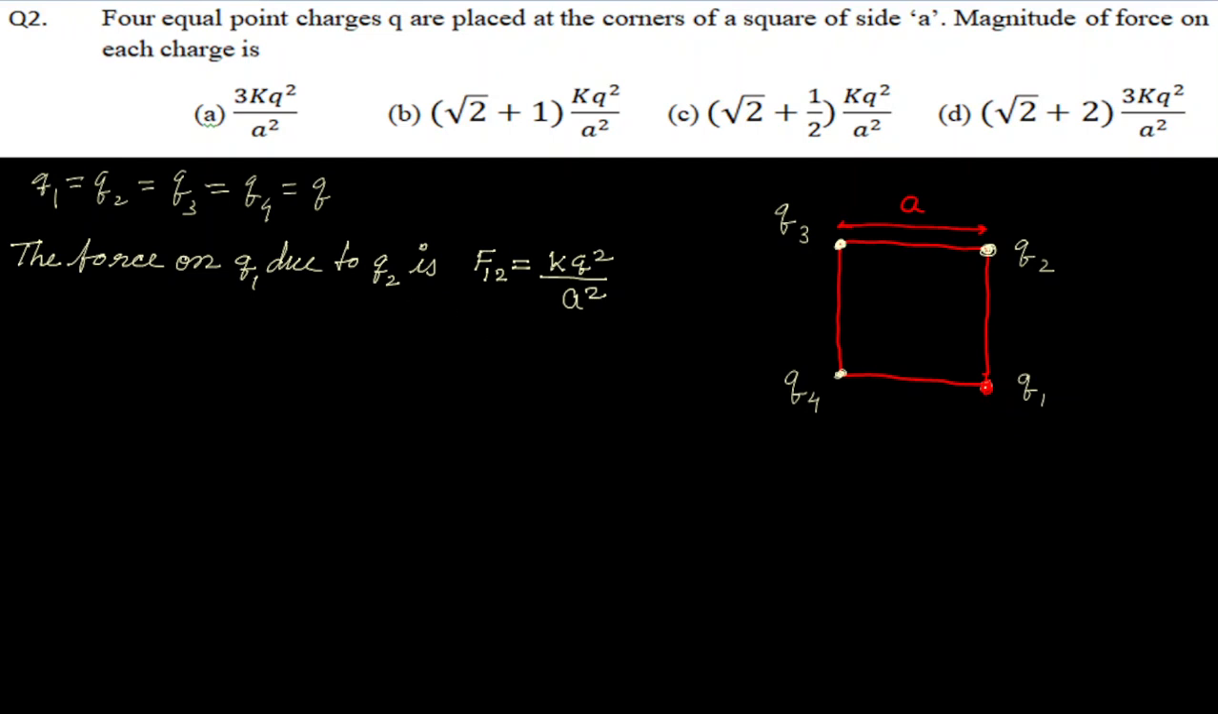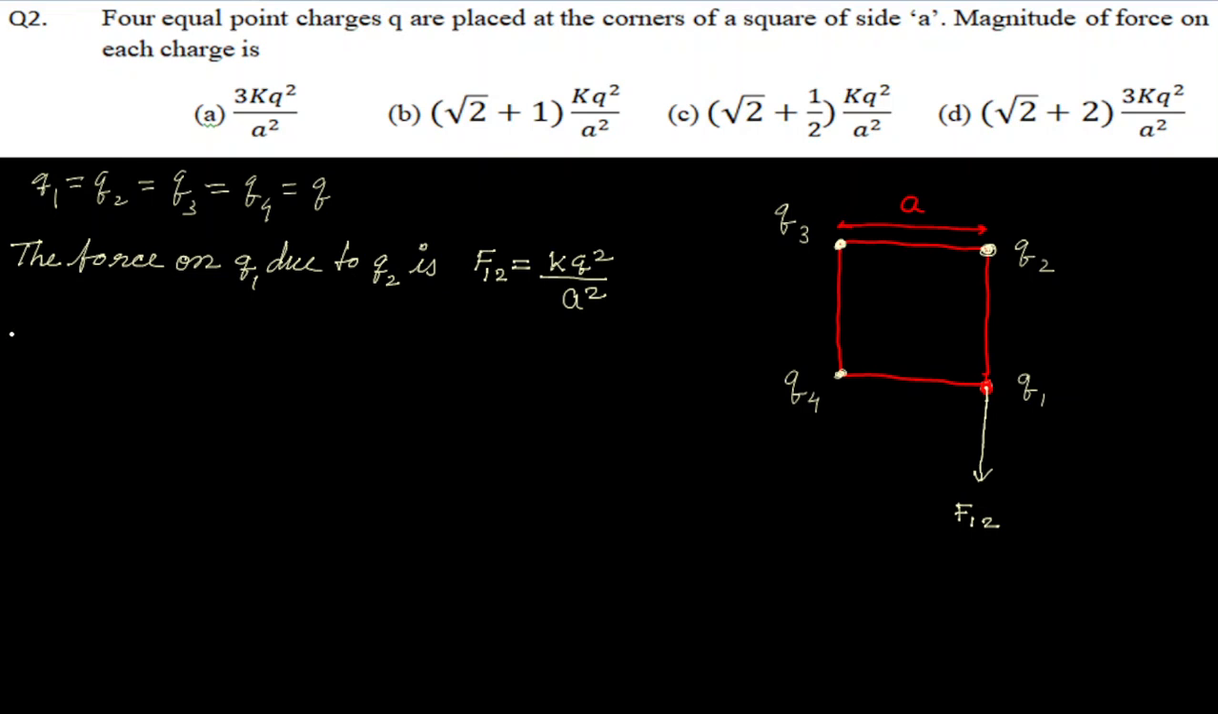And what will be the direction of this force? The direction of the force F12 will be along this direction. They are the same type of charge, so they will repel each other. Therefore the force on Q1 because of Q2 will be along this direction. So this is the direction of F12, and what will be the magnitude? KQ square divided by A square.